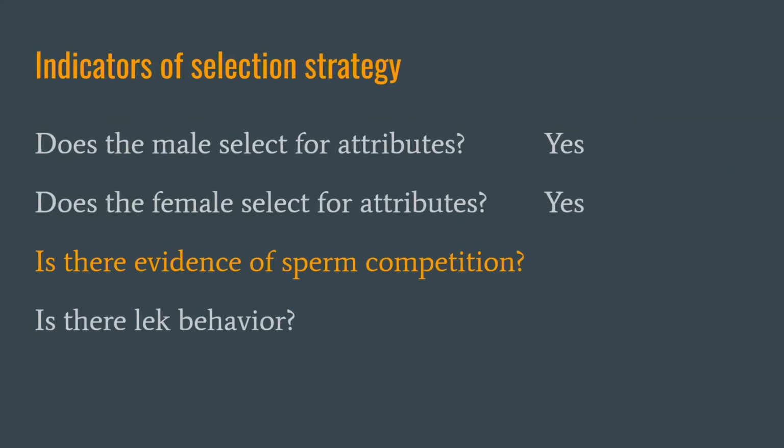So men select for women and women select for men. Okay, so that's mutual selection. Interesting thing about humans. Now, is there evidence of sperm competition? Because that also tells us something.